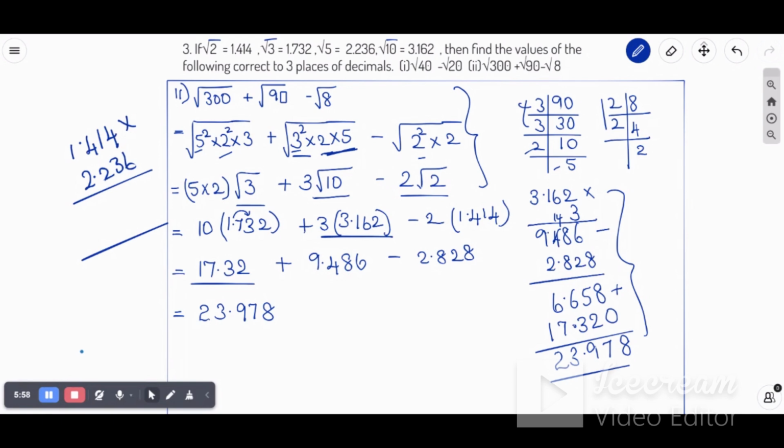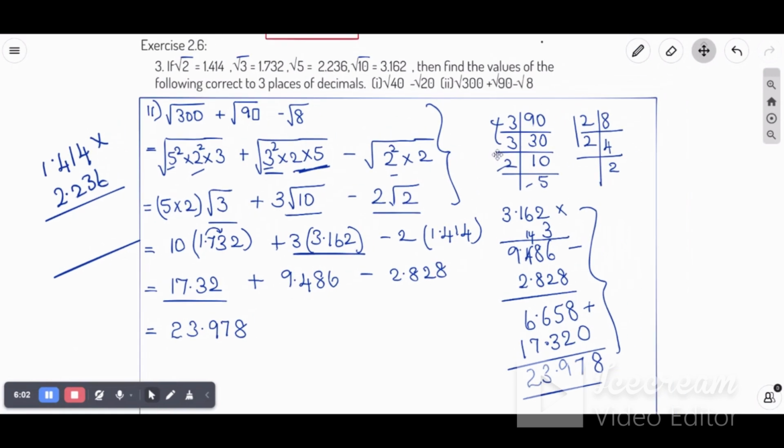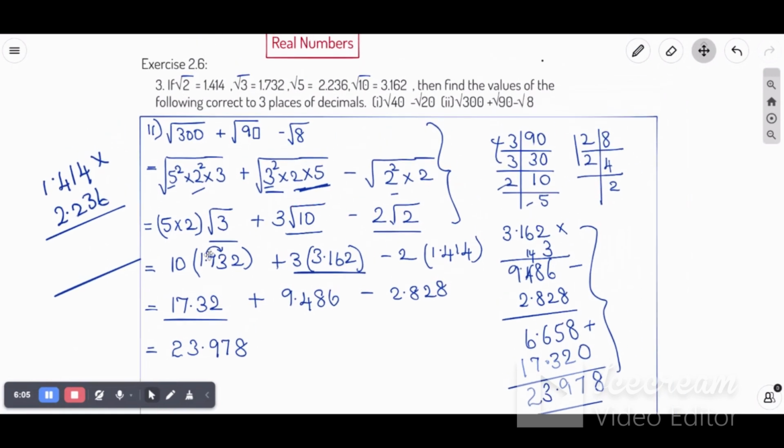So with this, I conclude this question. Hope you understood this. I will give a clear note of it in the next slide. You can refer to it if you have any doubts.